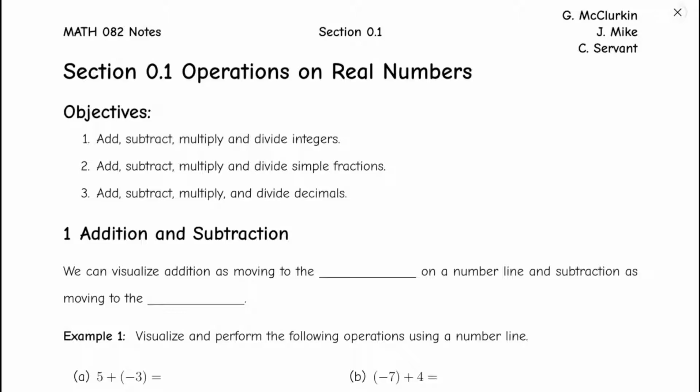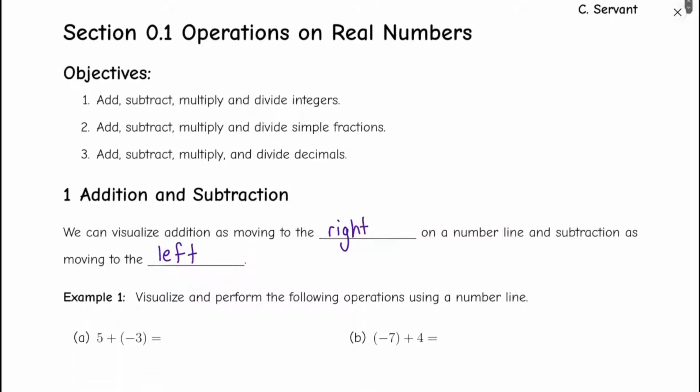Addition and subtraction. We can visualize addition as moving to the right on a number line, and subtraction as moving to the left. Using this concept, visualize and perform the following operations using a number line.